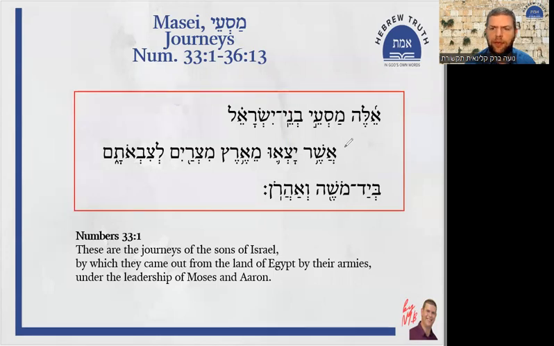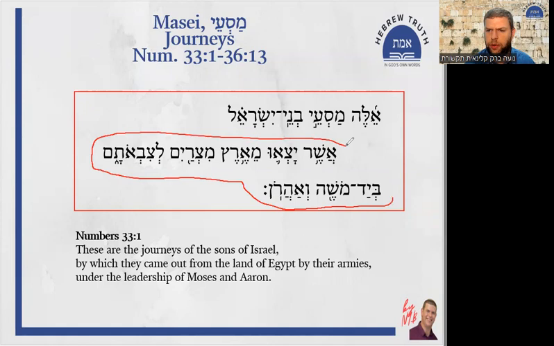When we do have a clause, asher yatzeu me'eretz Mitzrayim letziv'otam, you can either add biyad Moshe ve'Aaron to it or not, okay? But this is yatzeu me'eretz Mitzrayim, they left the land of Egypt, again, subordinated as part of this relative clause opening with the word asher.